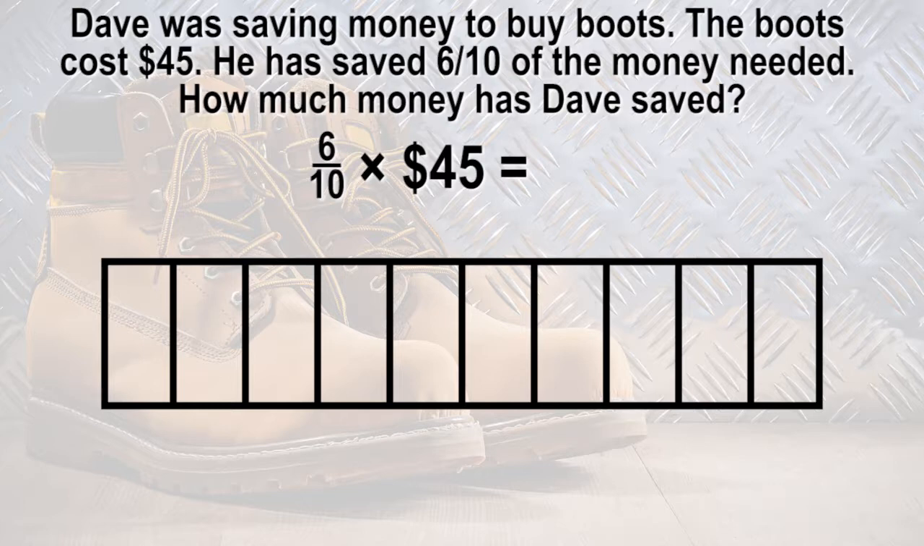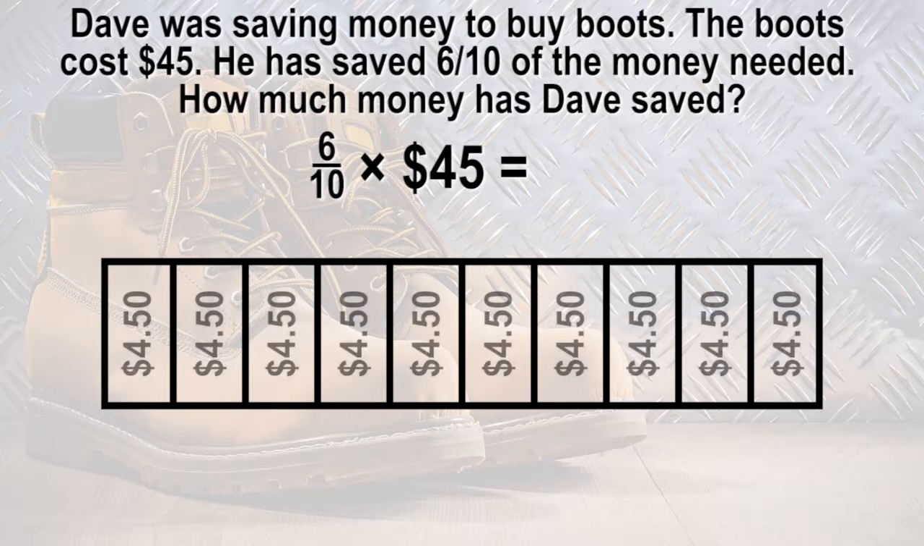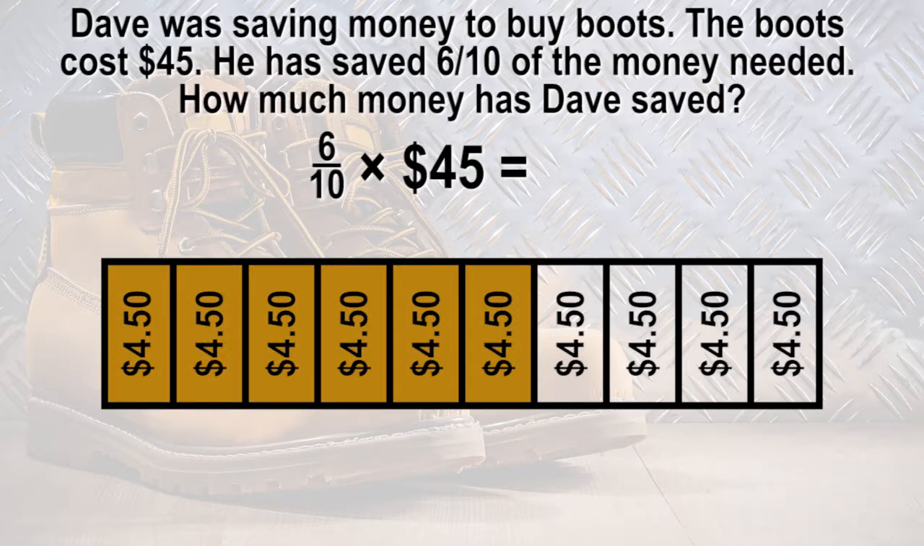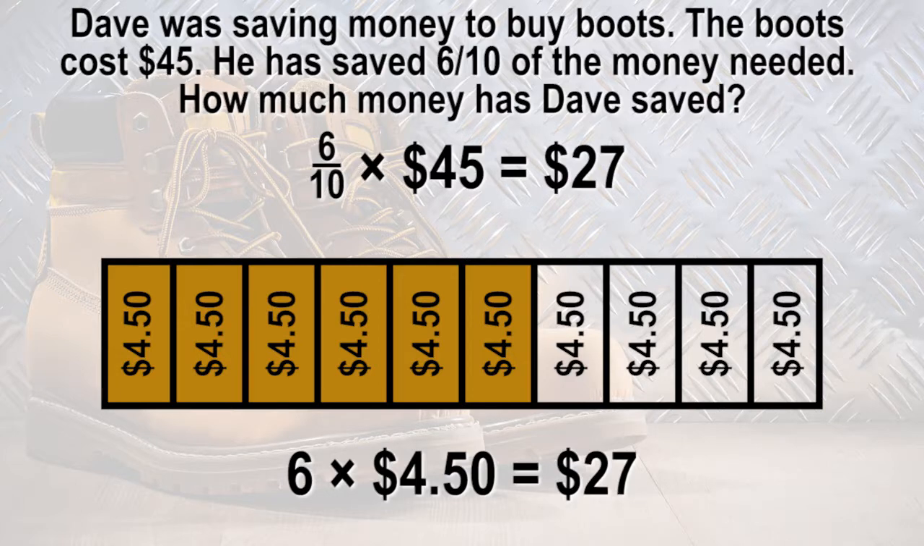Each section of the rectangle is equal to $4.50. Since Dave has 6/10 of the money saved, 6 boxes out of the 10 would represent the money he has saved. The total saved can be found by multiplying $4.50 times 6. This equals $27. The expression 45 divided by 10 times 6 could be used to represent this situation.